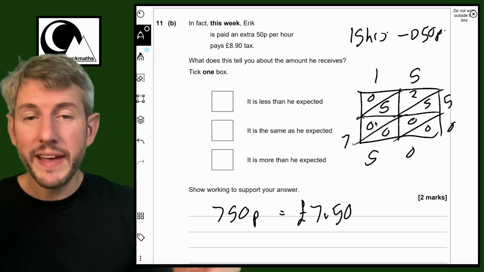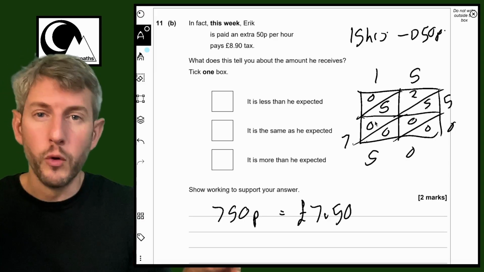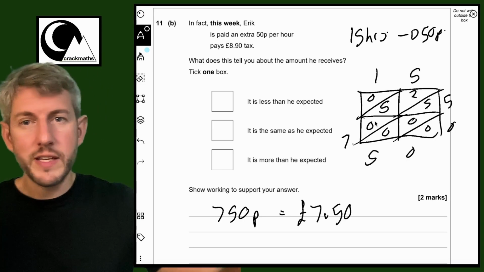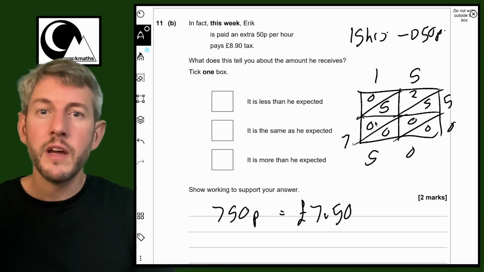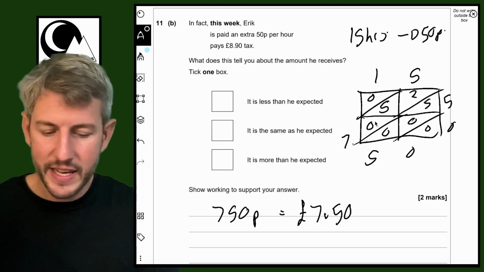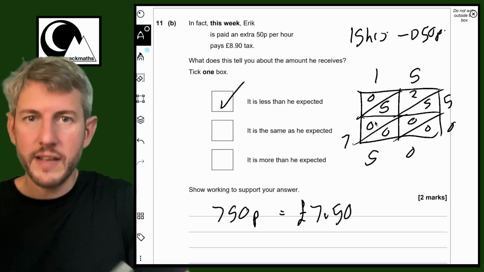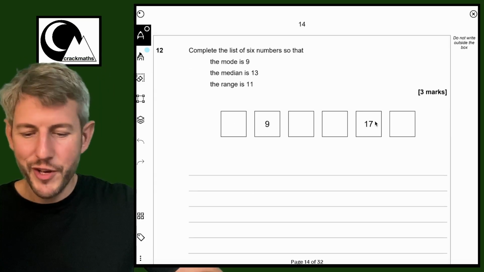So because of the pay increase, he gets £7.50 more, but he's paying £8.90 in tax. £8.90 is more than £7.50, so he's going to get less than he expected. It is less than he expected. There we go. Right, question 12.